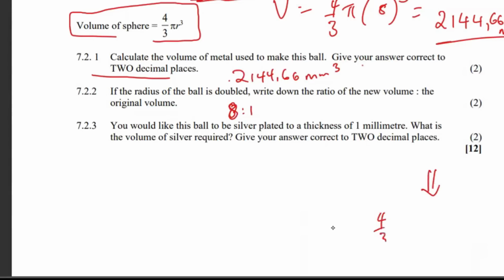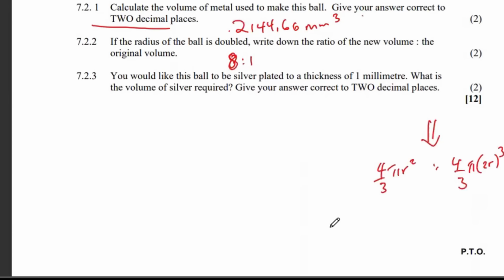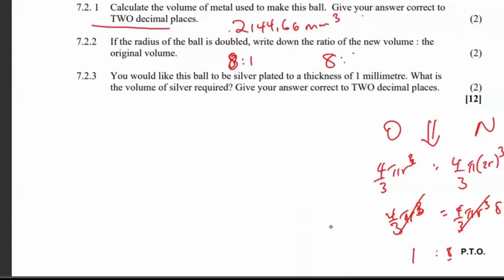So if I look at 4/3 pi r cubed, if this is my original, and then 4/3 pi, this is now 2r, but cubed. So if this is my original, this is my new, I'll keep the original, it's r cubed. This is 4/3 pi. That's going to be r cubed, but then 2 cubed gives me 8. This cancels that. I'll have 1:8. So that's why I'm saying it's 8:1.